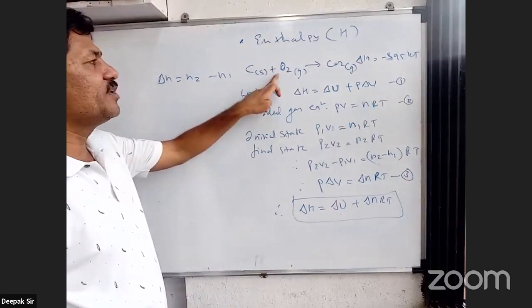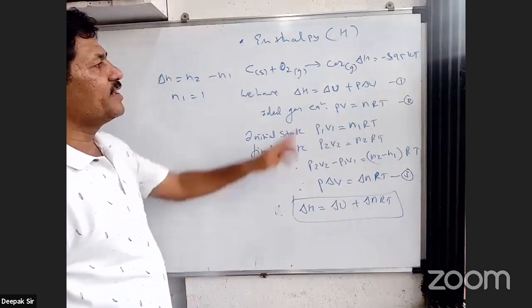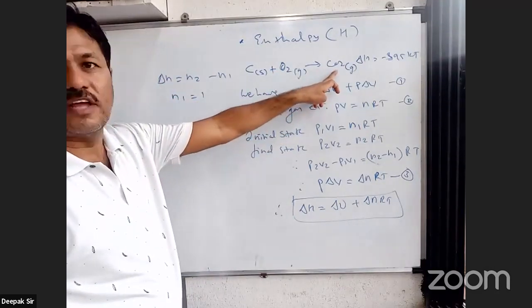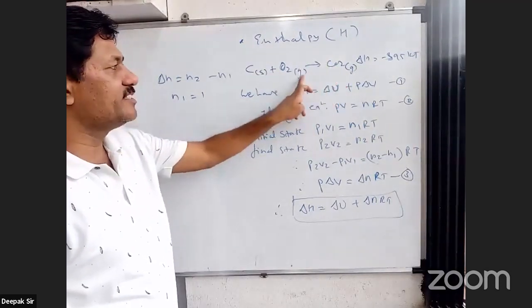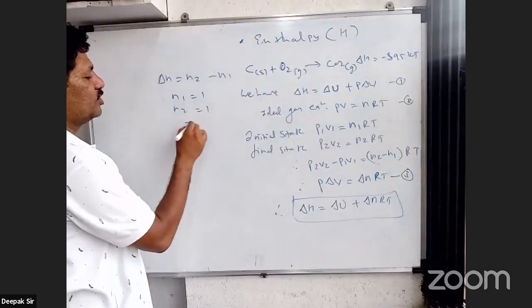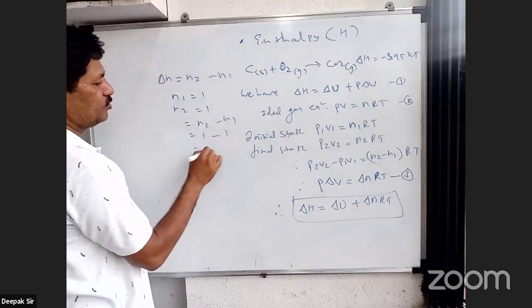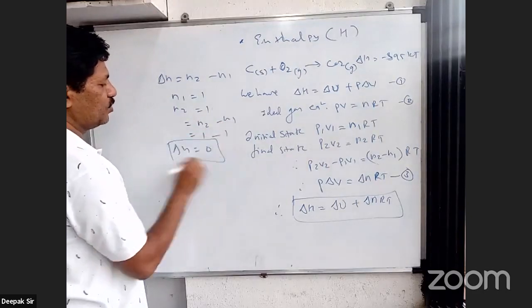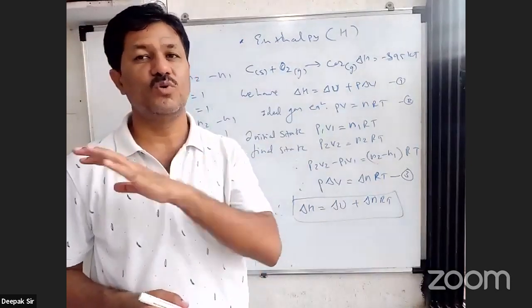तो n1 का वैल्यू कितना होगा आपका 1, तो you can say n1 is equal to 1. और यहाँ पे बात करते हैं this is your product, n2 का वैल्यू आगे कितना है 1, और गैसियस स्टेट में है तो कंसीडर करना, ये भी गैसियस स्टेट है, तो इसका गैसियस स्टेट में आएगा 1, n2 is equal to 1. So this will be n2 minus n1, तो कितना आएगा 1 minus 1 is equal to 0, delta n is equal to 0. इस रिएक्शन में delta n will be equal to 0.